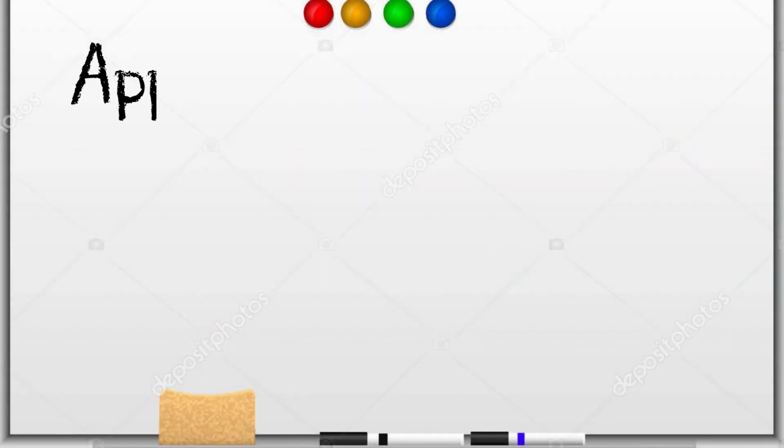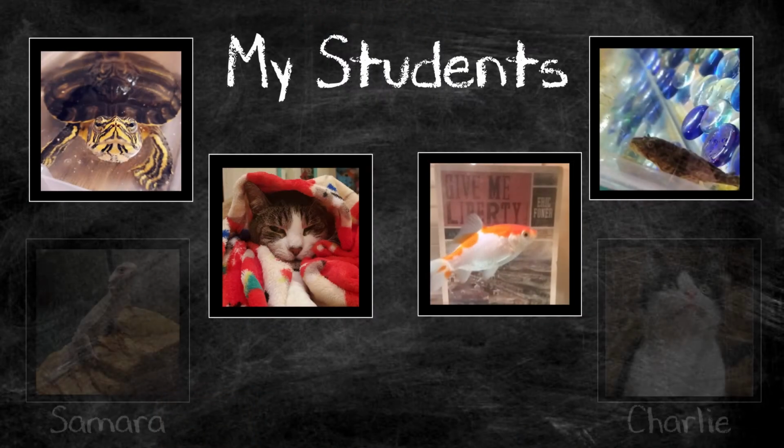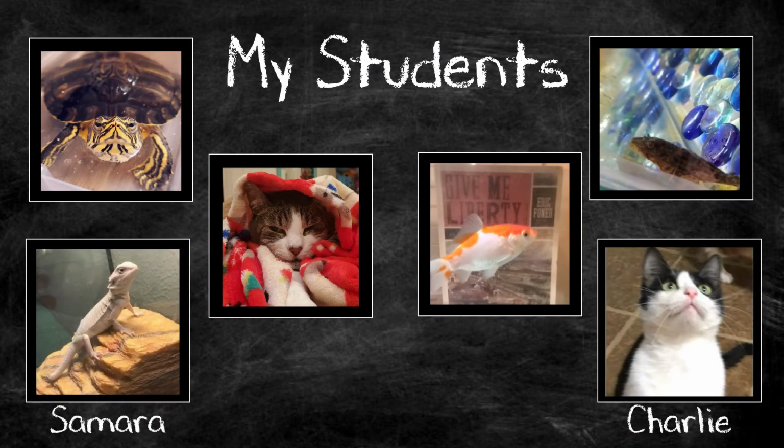The third level is application. This is where you would use what you know in a new but similar situation. Let's say you met some more students from another class. Which of these students would you think likes to cuddle the most? Probably Charlie, right?